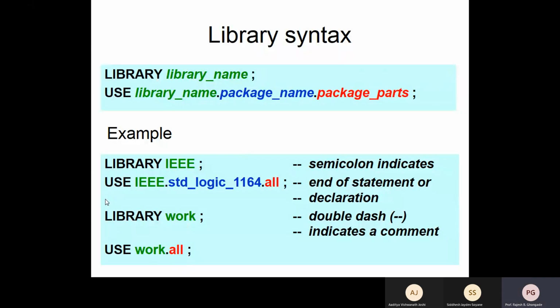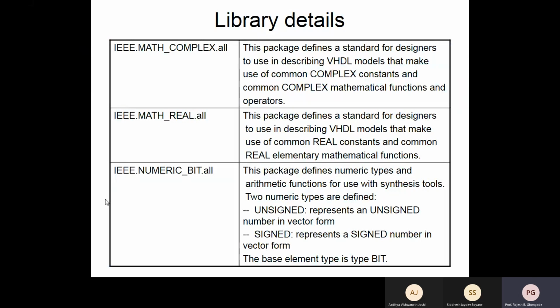These are the library details. You can just go through this. There are various different types of libraries and the packages therein. So in IEEE, basically IEEE package is a huge package. In that library you have the package called math_complex, and you have all the definitions over there for the complex mathematical functions and operators. Then IEEE.math_real, again in a similar way, IEEE.numeric_bit. So in this particular package, which is very essential for us, the basic element type is bit. Okay. So two numeric types are defined as unsigned and signed.